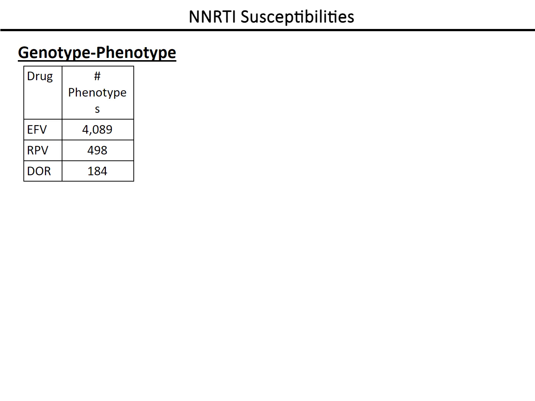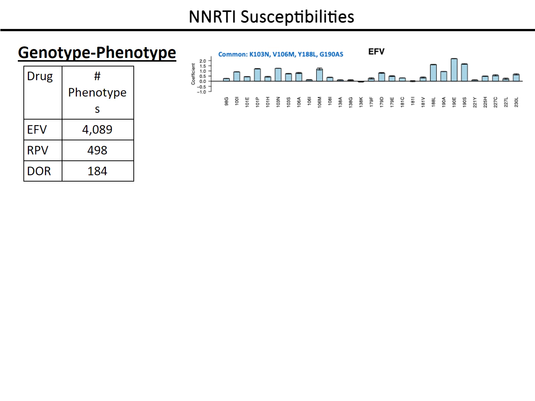Extensive phenotypic data are available for efavirenz, but much less data are available for rilpivirine and Doravirine. The figure on the right shows the results of a regression analysis for efavirenz, in which each drug resistance mutation is an explanatory variable and the fold reduction in susceptibility is the outcome variable. The height of the bars are proportional to the mutation's impact on susceptibility.